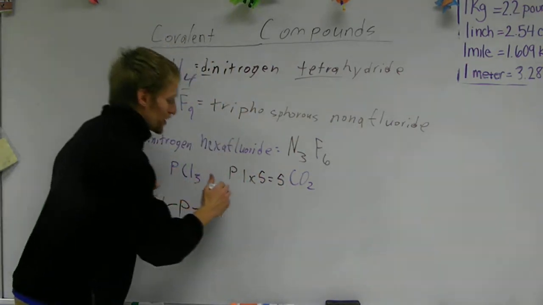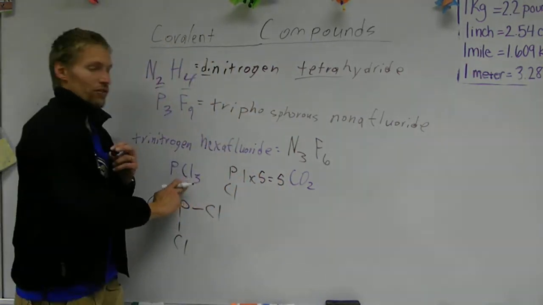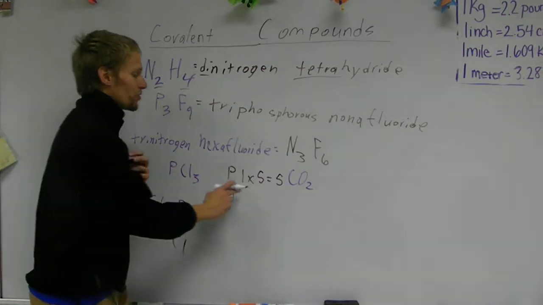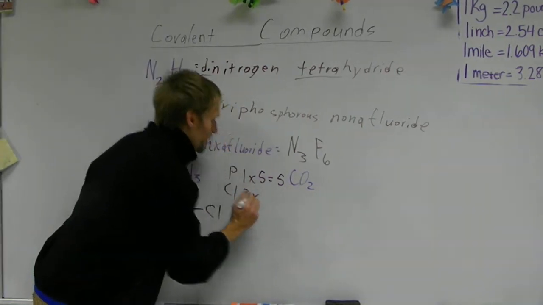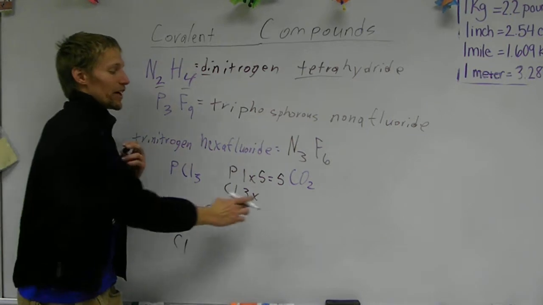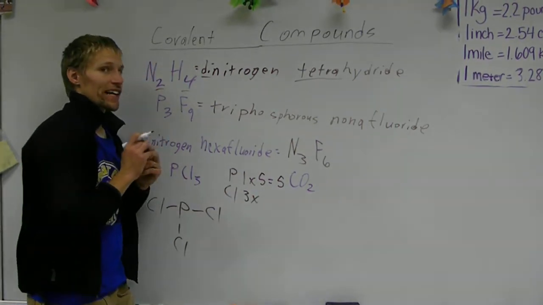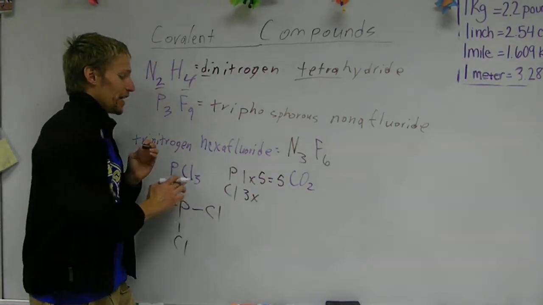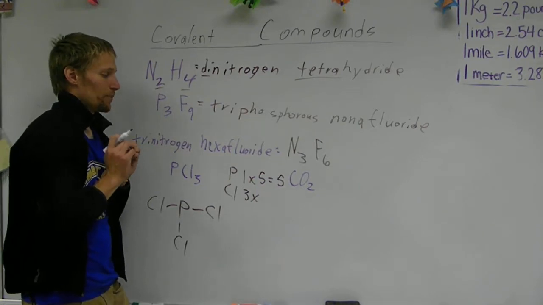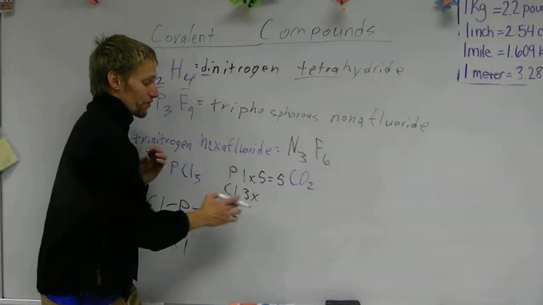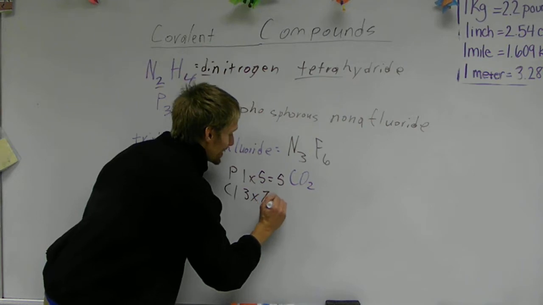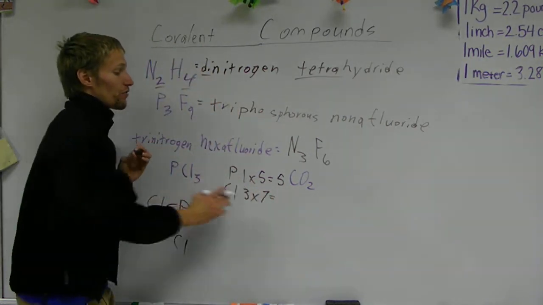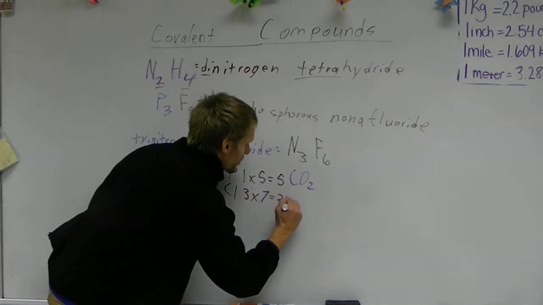Then we do the same process with the next element in it, Cl. So we have Cl. How many of those do we have? 3. So we do 3 times the number of valence electrons. So you look on your periodic table, you find chlorine. We see it's in group 17. Get the valence number, you just take that group number, minus 10, and we see that it's got 7 valence electrons. So 3 times 7 gives us 21.